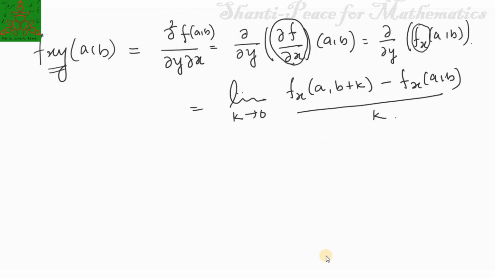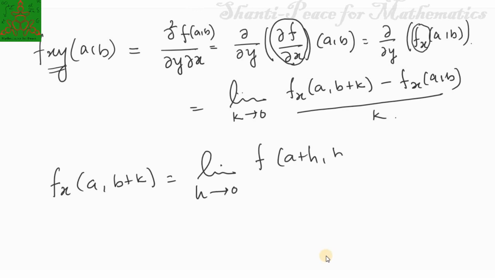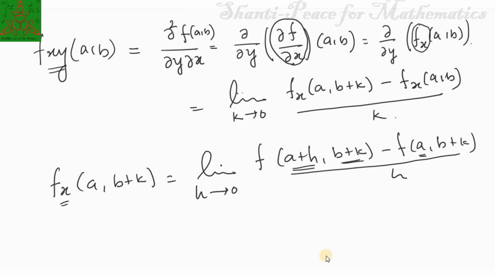Similarly, what is f_x at (a, b+k)? By definition, this is the limit as h tends to 0 of f(a+h, b+k) minus f(a, b+k) upon h. Because here it is f_x, the partial derivative of f with respect to x, the change is in x. So we are changing a plus h to a, and b plus k is fixed. That's why the y coordinate is fixed and we are changing in x. That's why we have this.